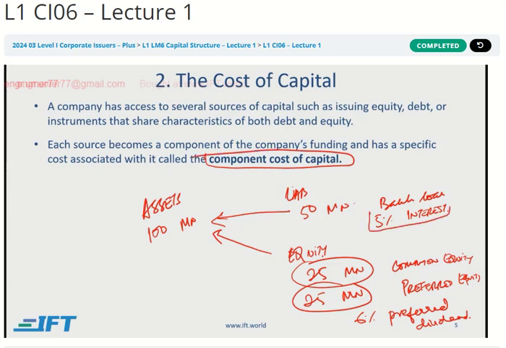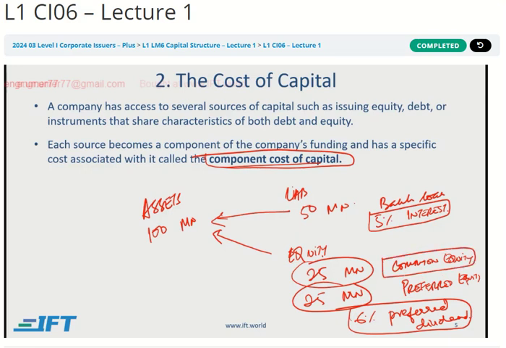Now, each of these components of capital has a cost, right? So 5% is the interest cost of the bank loan, hence it's the component cost of capital for the bank loan. The 6% is the preferred dividend on the preferred equity, so that is the component cost of that capital. Now, how do you calculate the cost of common equity?